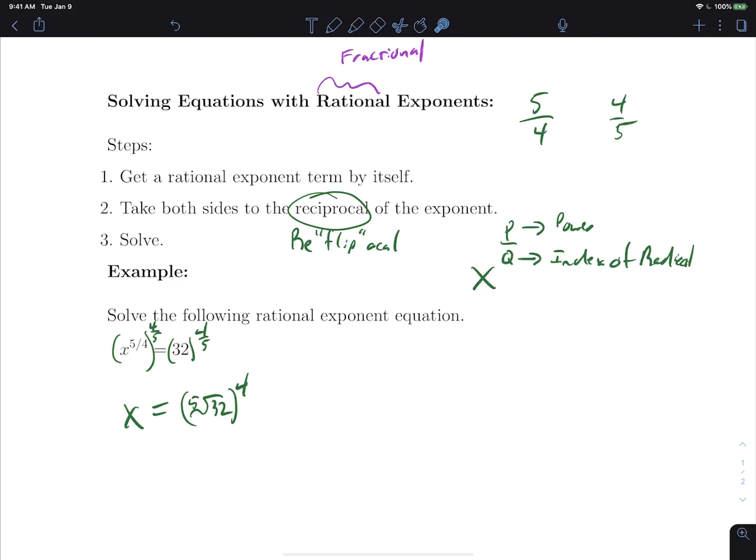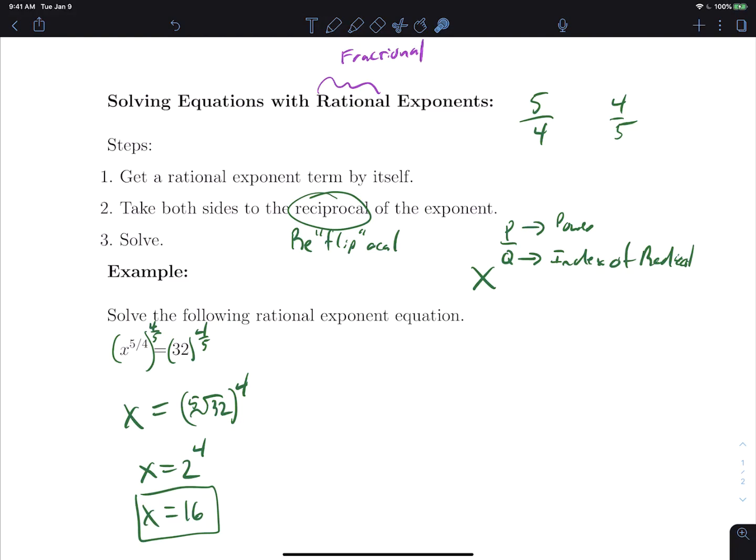The 5th root of 32 is 2, so it gives us 2 to the 4th power, and 2 to the 4th power is just 16. By the way, you don't actually need to know all of this. You could just type in 32 to the 4/5 power, and that's going to give you 16.